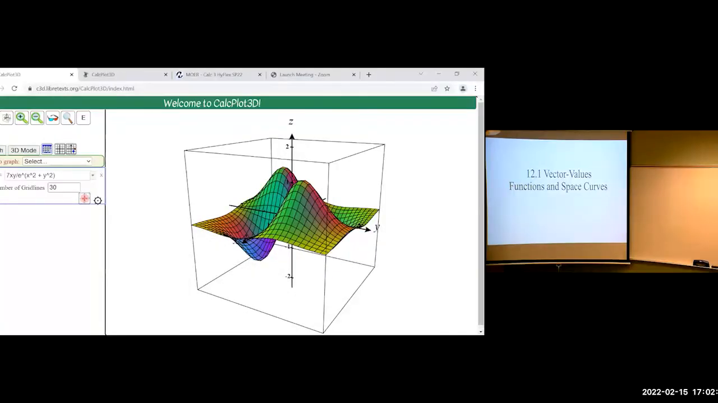And actually, I think the stuff we're going to do here in the beginning, the vector valued functions and space curves, is pretty cool. We're going to get to use some Calc Plot 3D. So you're going to get to use the computers a little bit today and make some plots. So let's pick up where you guys left off on the video.